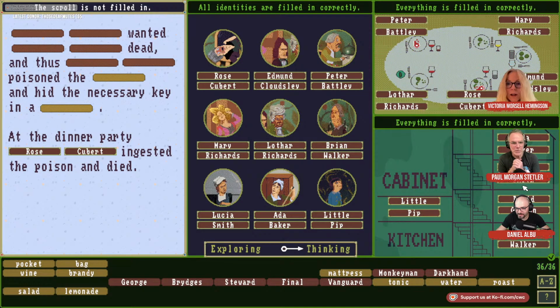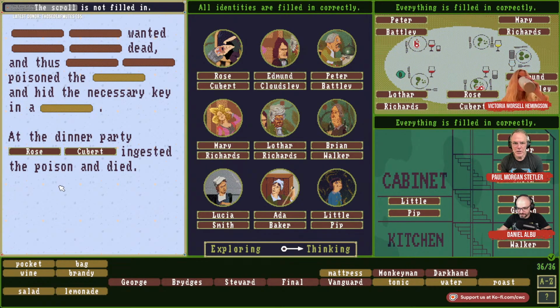What happened? What just happened? It switched between Brian Walker and Lucia Smith. Oh, that's the only thing we didn't change. Okay, well, there we go. Yay, us. See, who says brute forcing doesn't work? So now Brian Walker is at the bottom, Ada is at the top, and we got those: Lucia Smith, David Gorham, and Little Pip.